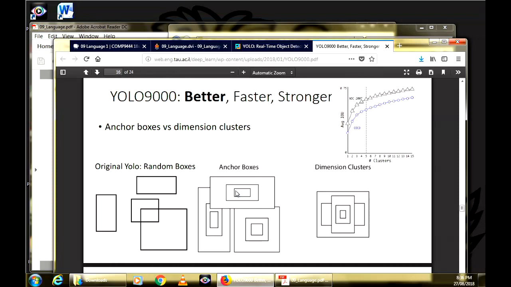And so their network, instead of giving the absolute coordinates of a bounding box, selects one of these reference bounding boxes and then just says how much to shift it by. You know, take this generic box, but then add 5 pixels in this direction and 7 pixels in that other direction. So that actually improves the accuracy quite a bit compared to just trying to predict the coordinates.